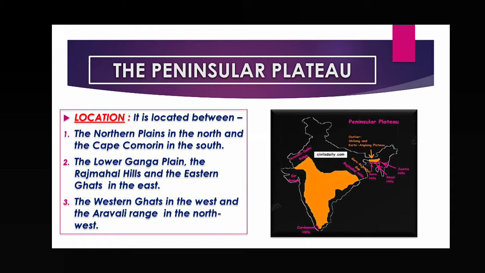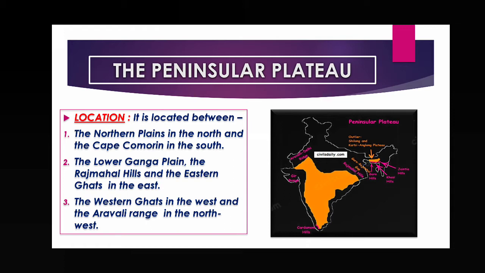And now we are in chapter number 2, Physical Features of India. Already we have discussed a lot of things, different types of relief features. I hope we have already discussed two types of relief features of India: the Himalayas and the northern plains. And also we have already discussed the peninsular plateau. It was the last topic of the last class.